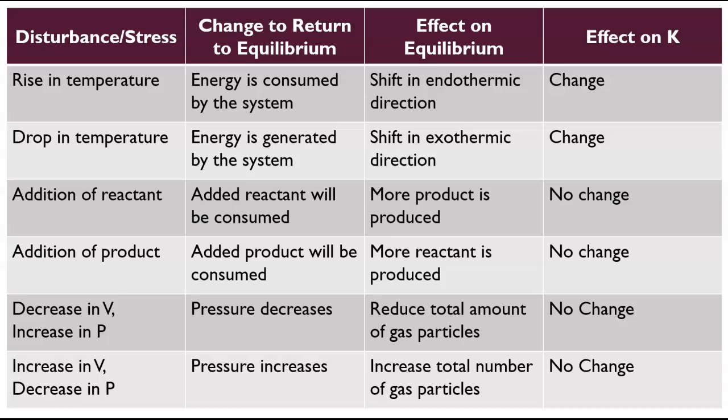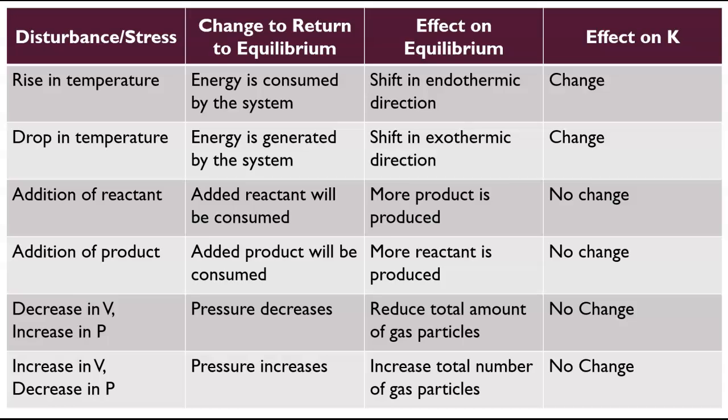The other changes, addition of reactant or product, or change in volume or pressure, do not have an effect on our equilibrium constant. The reaction will shift, but the constant itself will stay the same. So if we add reactant, there's more reactant to be consumed, so we're going to produce more product. So it's going to shift to the product side. Addition of product means there's more product to be consumed in the reverse reaction, so more reactant is going to be produced. If more product is produced, it's shifting to the right. If more reactant is produced, it's shifting to the left.